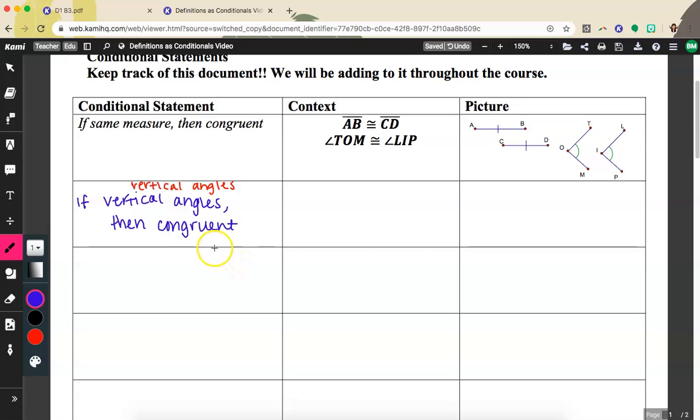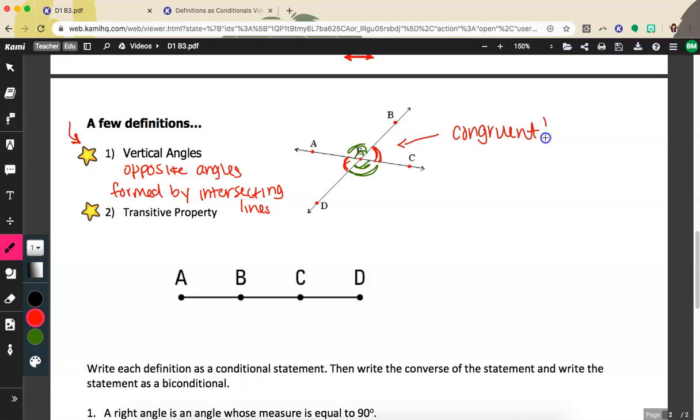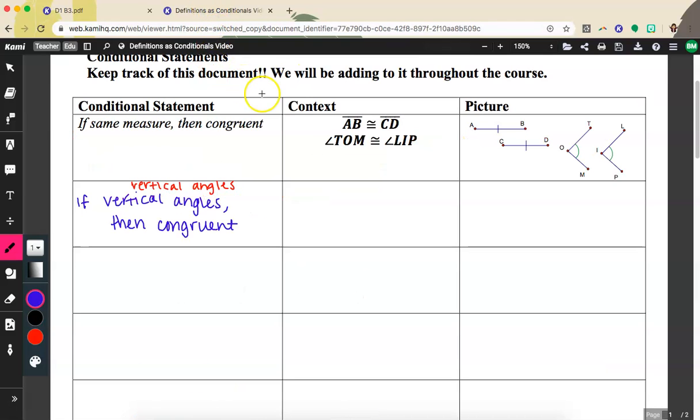Okay, that's our conditional statement. So what that means is, I'm going to switch back to the notes for a second. These are angles formed, we'll say opposite angles formed by intersecting lines, and they're congruent. Okay, we'll use that actually a ton, this vertical angles, a ton, this geometry unit.